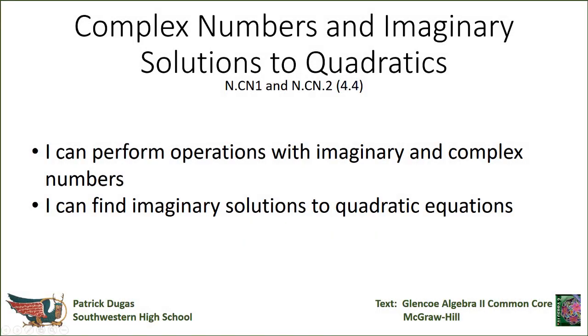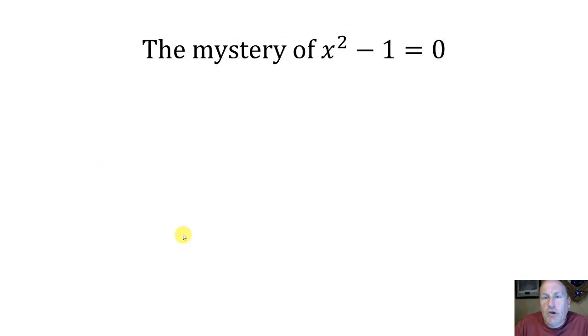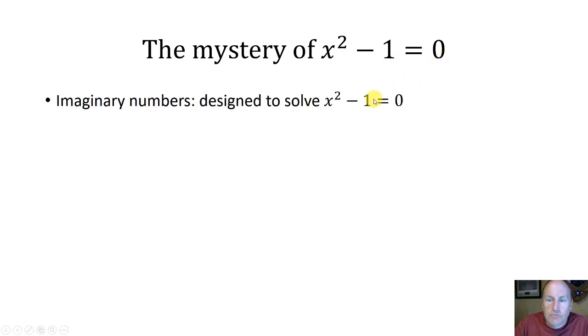I'm Pat Dugas. This lesson is about complex numbers, which allow us to solve some quadratic equations that have imaginary solutions. So it all begins with the mystery of the quadratic equation x squared minus 1 equals 0. If we tried to solve it, we would use our addition property of equality, and that would yield x squared equals negative 1. Then we would take the square root of both sides, and we would get x equals the square root of negative 1.